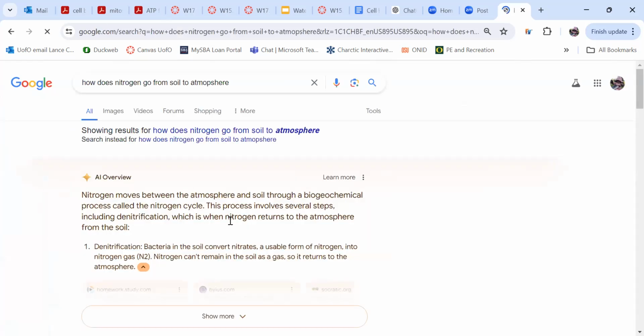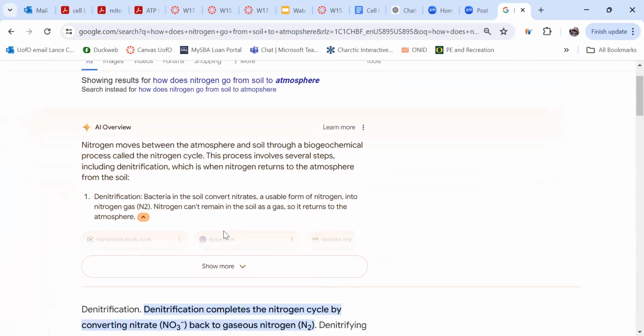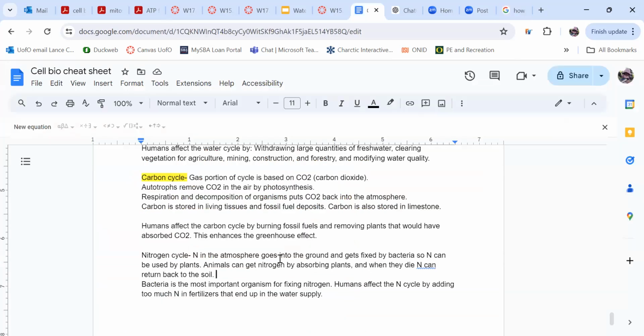Nitrogen moves between the atmosphere and soil through a biogeological process called the nitrogen cycle. This process involves several steps, including denitrification, which is when nitrogen returns to the atmosphere from the soil. Oh, okay. Denitrification. We should put that down.